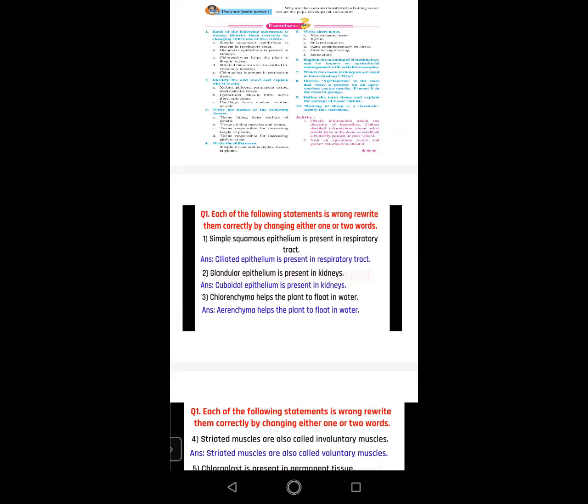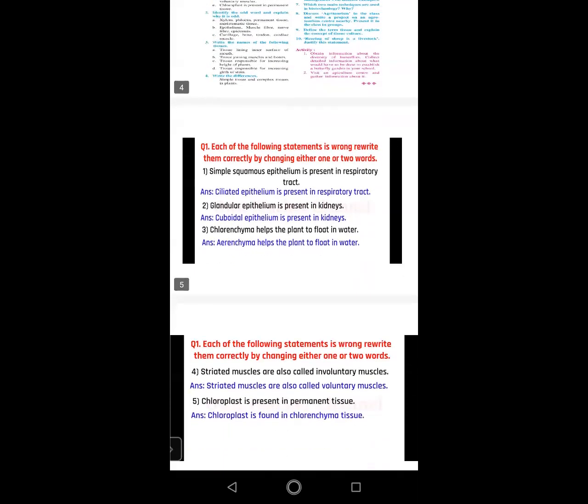Cuboidal epithelium is present in kidneys. Glandular epithelium is present in kidneys. Glandular epithelium is wrong. Cuboidal epithelium is present in our kidneys. Now next, chlorenchyma helps the plant to float in water. Chlorenchyma is wrong. Aerenchyma helps the plant to float in water.